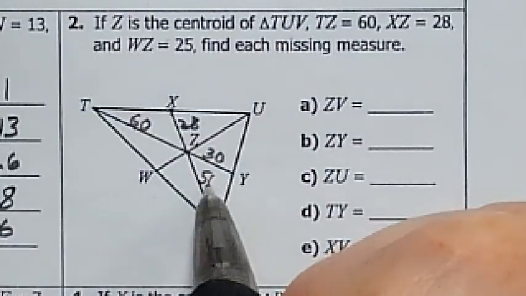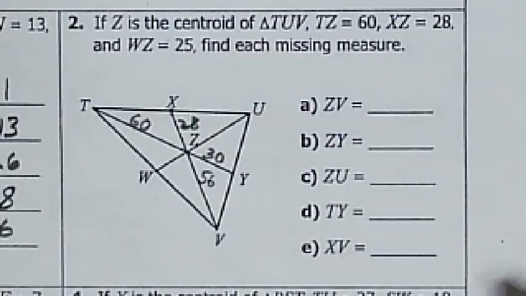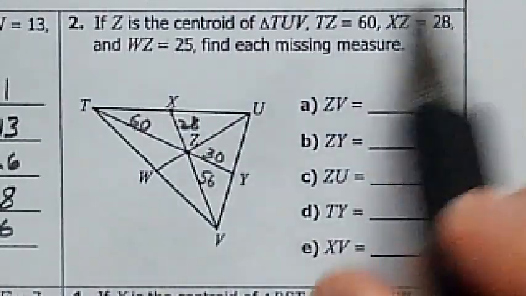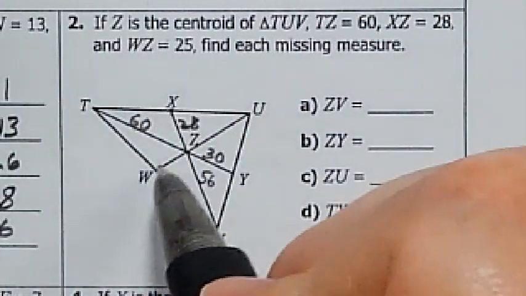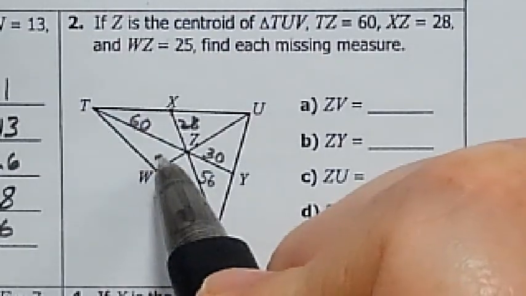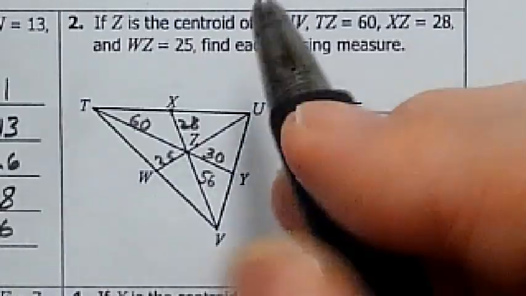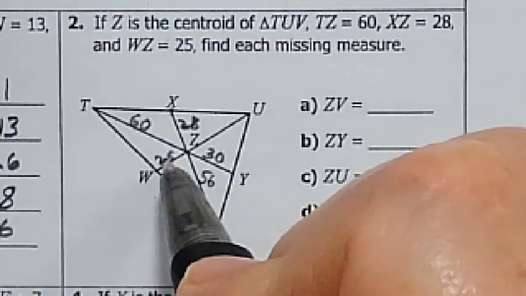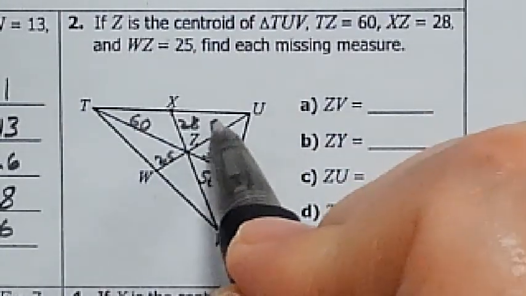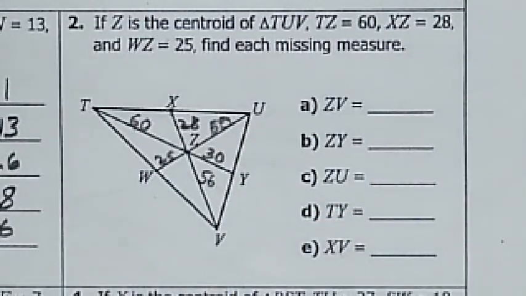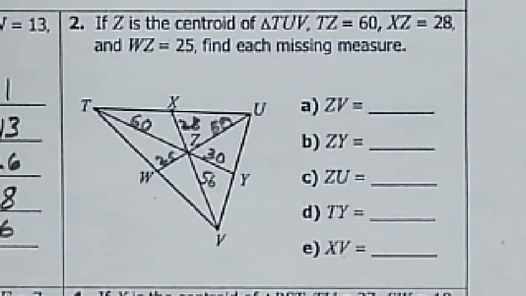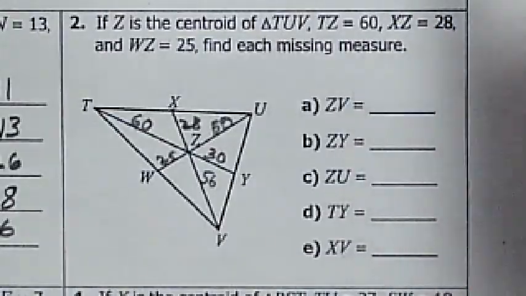Well, first of all, WZ is right there. That's 25. Can you find ZU? Okay, 50. Now we can answer questions. What's ZV? 56, thank you, because it's going from Z to V.